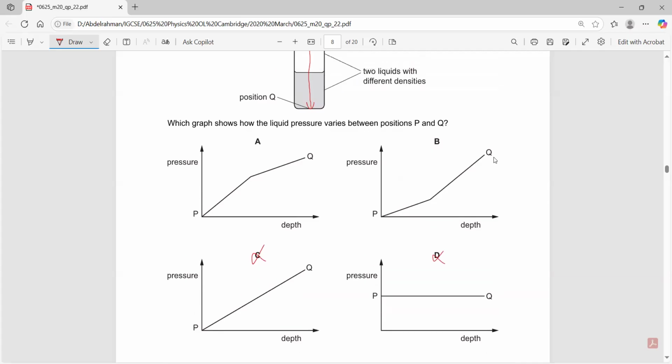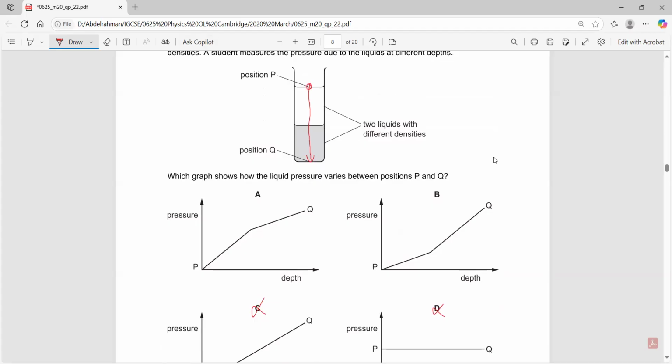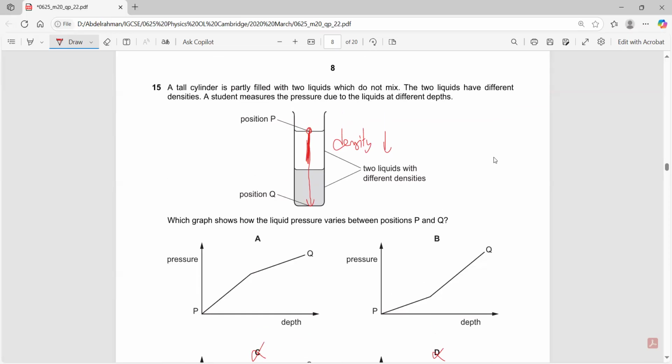Why? Because you have two different liquids with two different densities. As you start in the first liquid from position P, does the pressure increase at a greater rate or at a lesser rate? It should be less. Why? Due to the density. The density of the first liquid is less, so the rate of the pressure increase would also be less. Which means that when you draw the slope, it would be at a lesser rate, right? And then as you move into the second liquid, the pressure increase would be greater. The slope would increase.